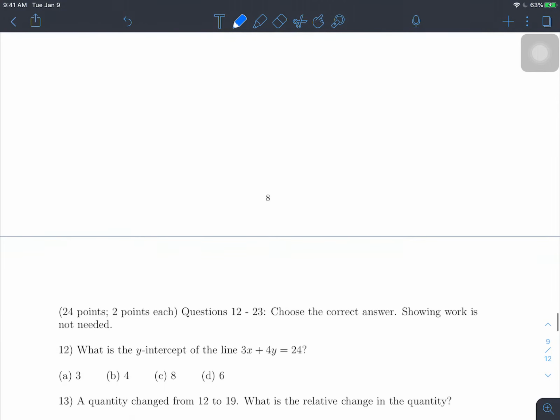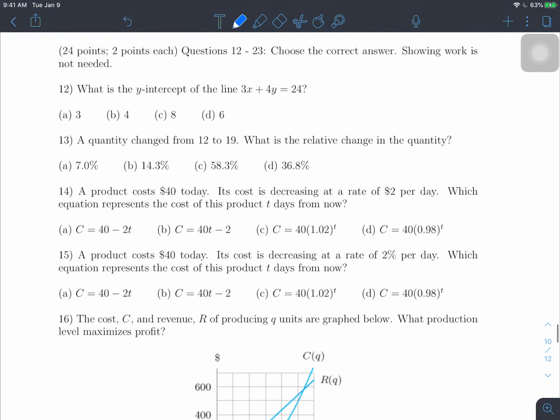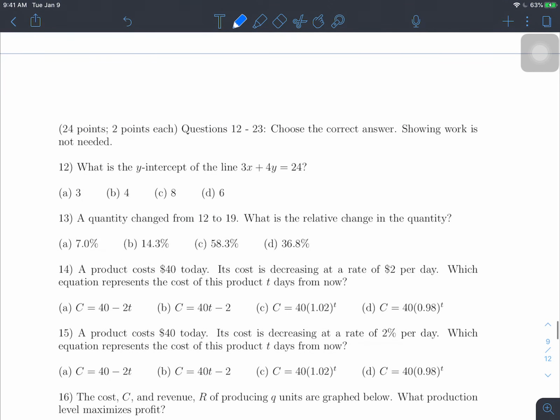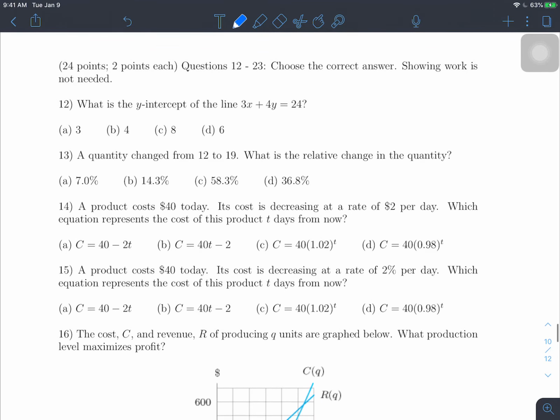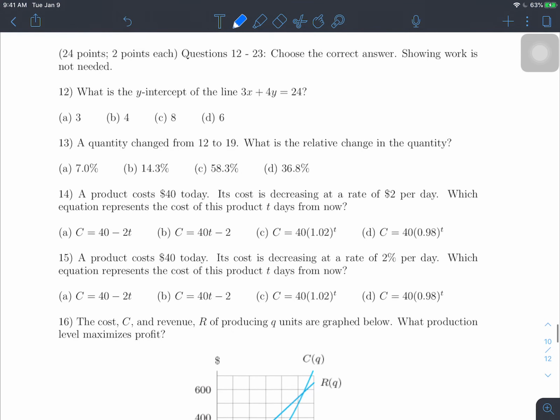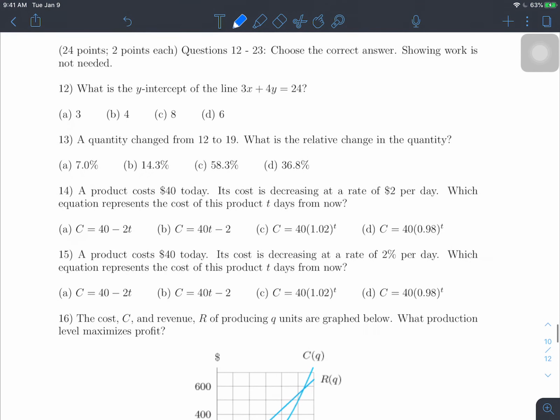That's a pretty standard problem there. Okay, cool. Now we get some rapid fire multiple choice problems. We have these things here.